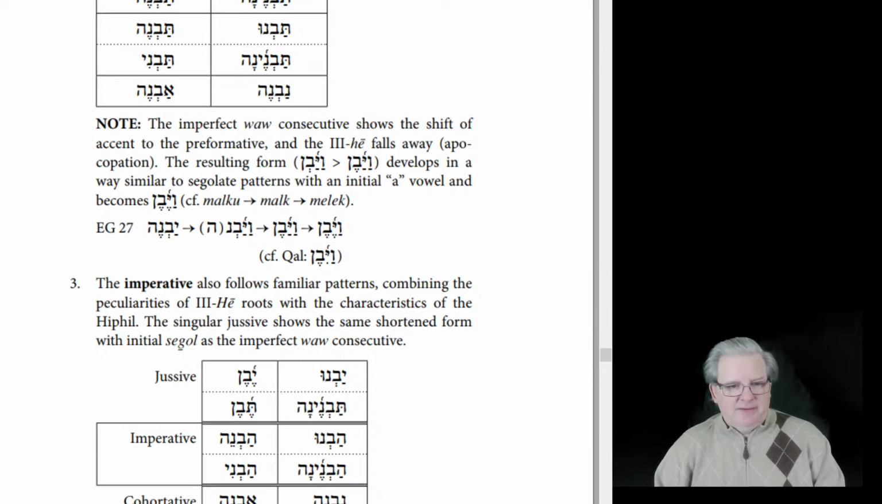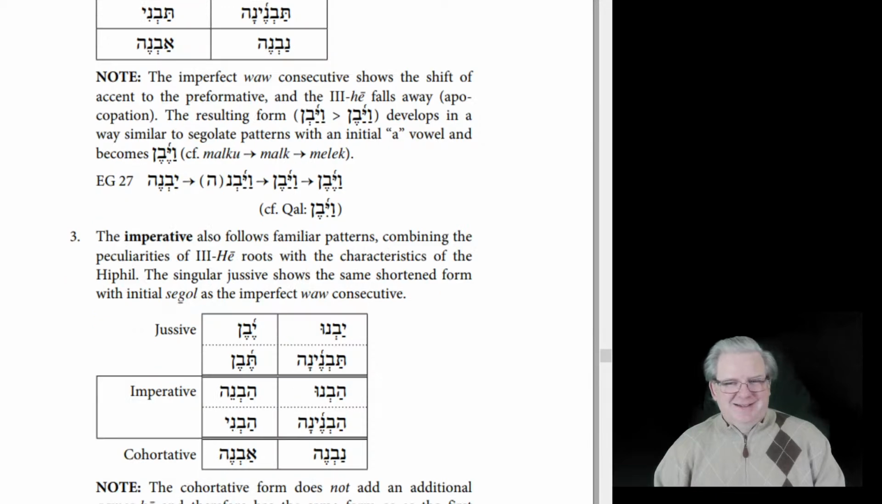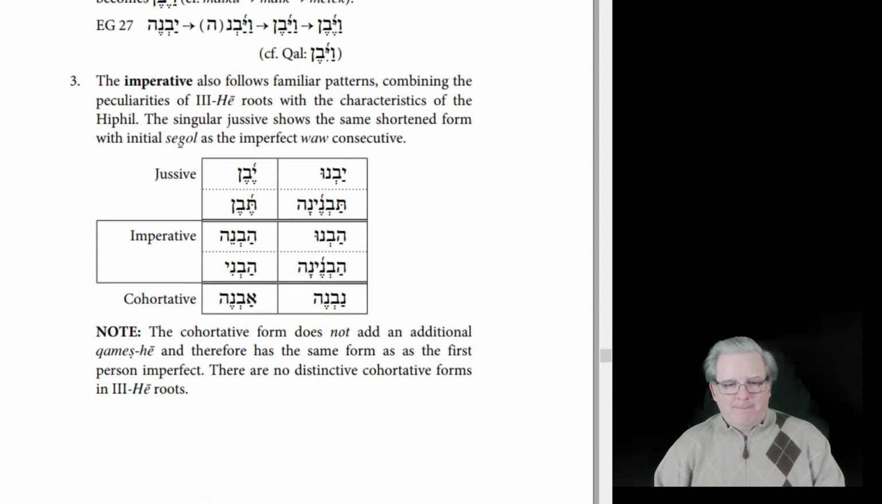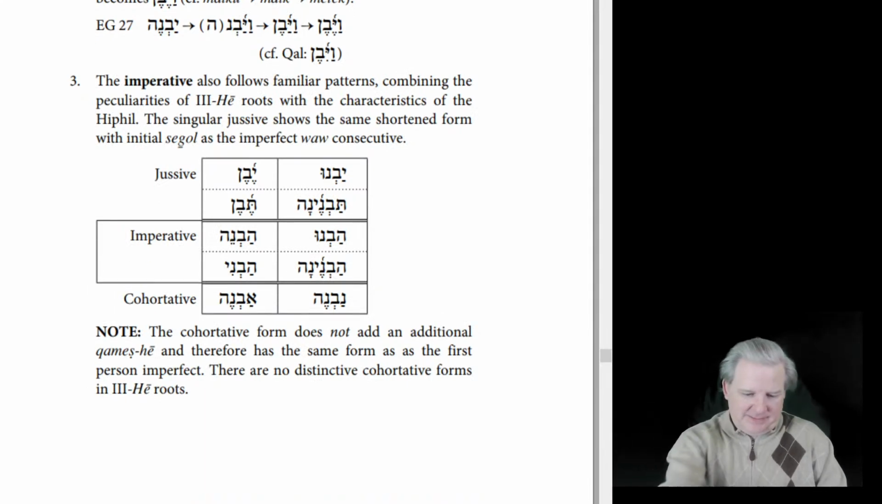And then you get Vayevan as the call, right? That one's about subtlety. You have to know that Vayevan comes from Vayavan somehow. Sorry. And then there's the imperatives and jussives and such. This is all about paradigms.